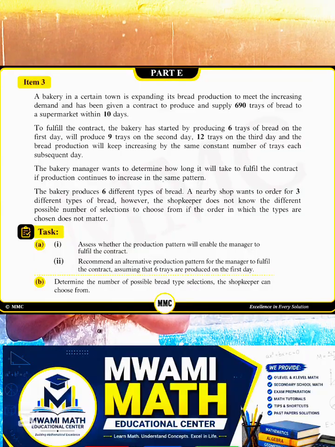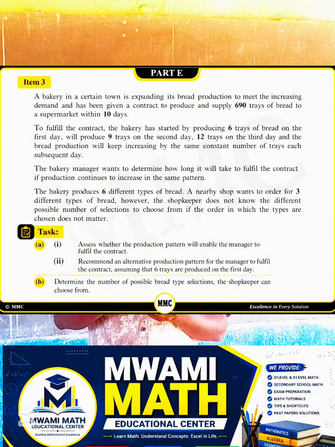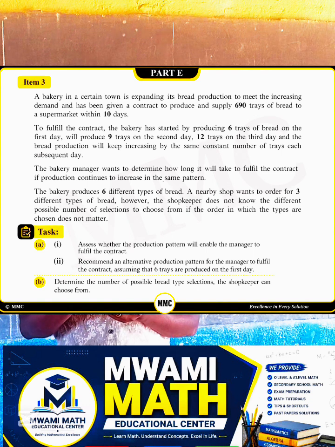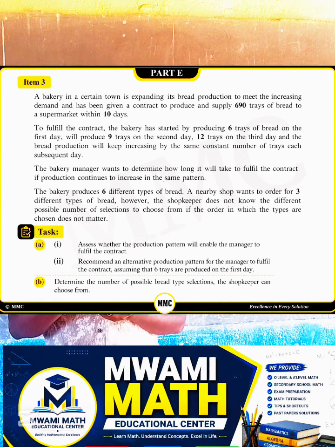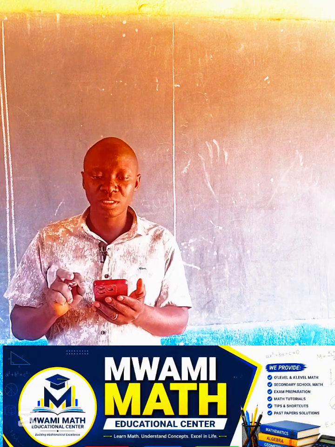It says, the bakery produces 6 different types of bread. A nearby shop wants to order 3 different types of bread. However, the shopkeeper does not know the different possible number of selections to choose from if the order in which the types are chosen does not matter. Part B, task: determine the number of possible bread type selections the shopkeeper can choose.